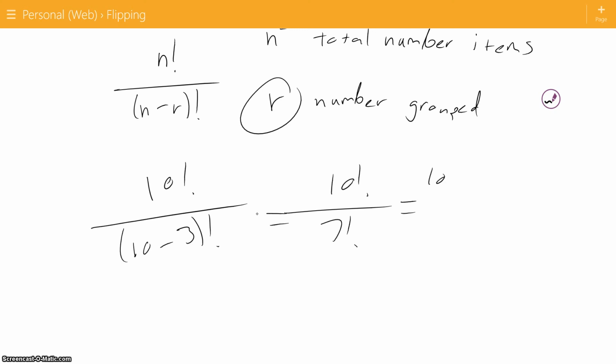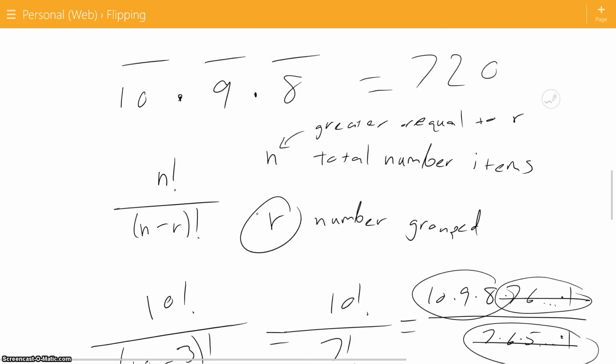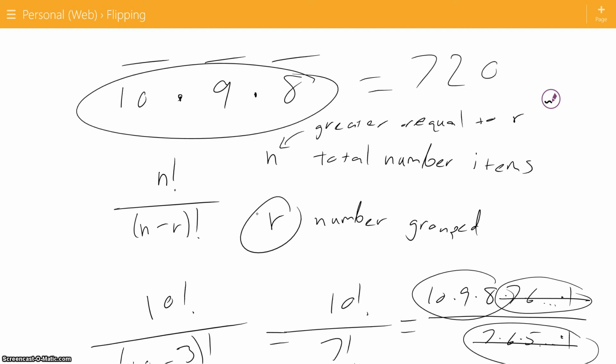Here's where it gets interesting though. 10 factorial is the same thing as 10 times 9 times 8 times 7 times 6, all the way down to times 1. Over, well, 7 factorial is 7 times 6 times 5, all the way down to times 1. This right here on top is the same thing as this, so these are actually going to cancel each other out. Boom, boom. And we're left with 10 times 9 times 8, which is the exact same thing as we set up here. So you have two different ways of getting the same result.